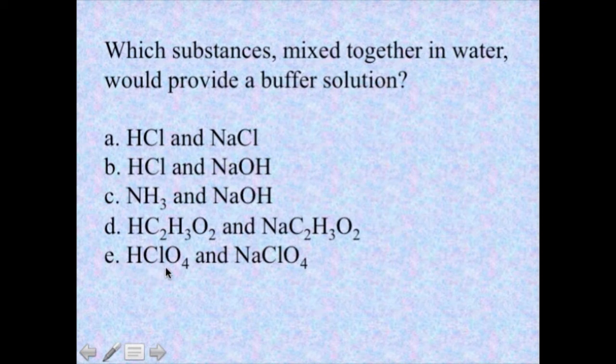And the last one, E, perchloric acid, is one of the strongest acids known, and that certainly is not going to provide a buffer. So answer D, acetic acid is a weak acid, and sodium acetate is its conjugate base, and it's good for a buffer.